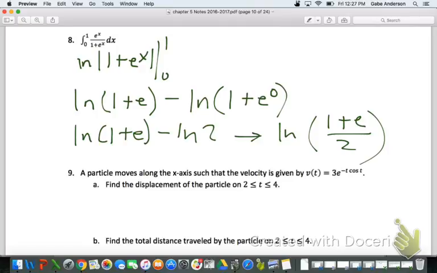Are those rules only for natural logs or all logs? Not for all logs, but the bases have to match. So if you had like ln of (1 plus e) minus log base 10 of 2, you can't do that. The bases have to be the same. All right. Any other follow-ups?